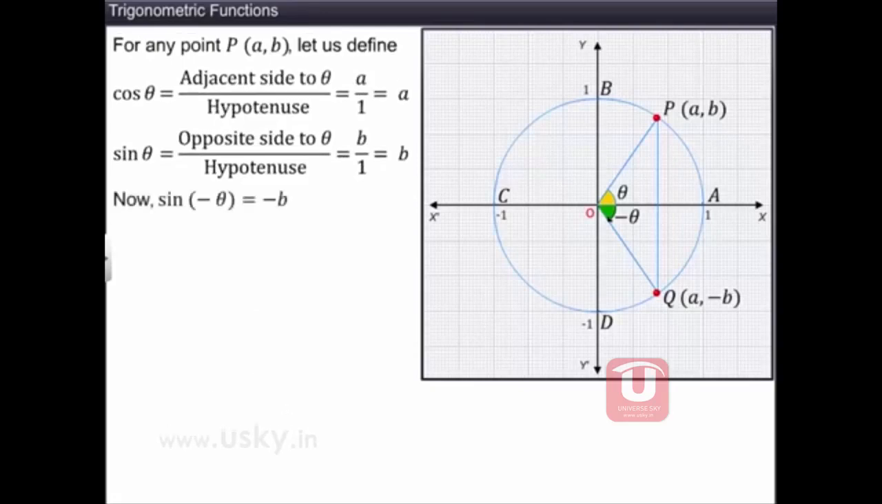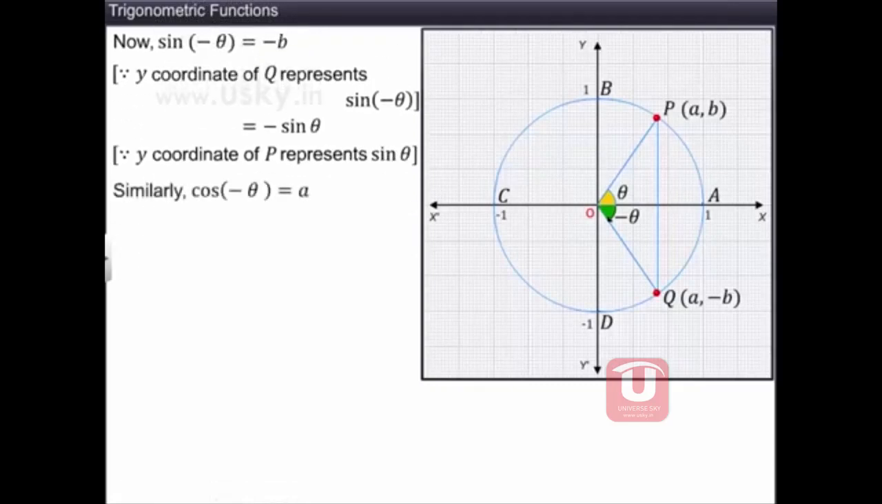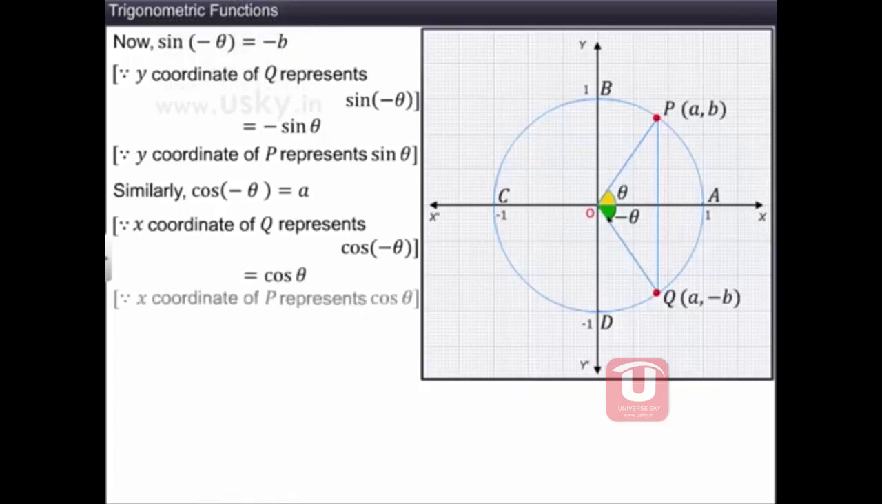Let us find sine of minus theta. This is equal to minus b, since the y-coordinate of point Q represents sine of minus theta. This is equal to minus sine theta. Similarly, cos of minus theta is equal to a, since the x-coordinate of point Q represents cos of minus theta, and this is equal to cos theta.